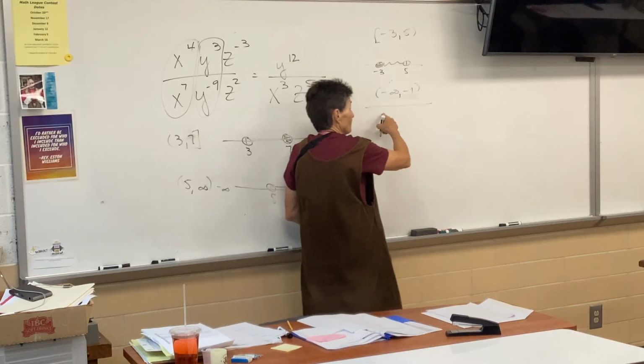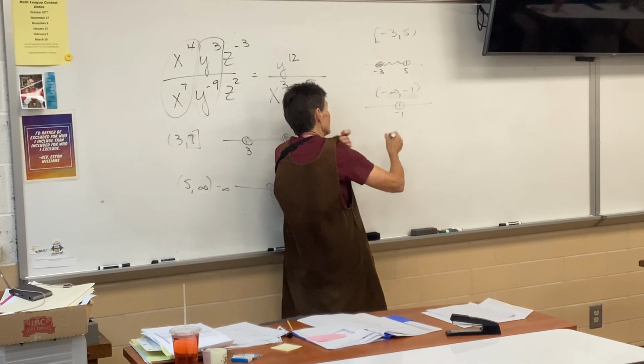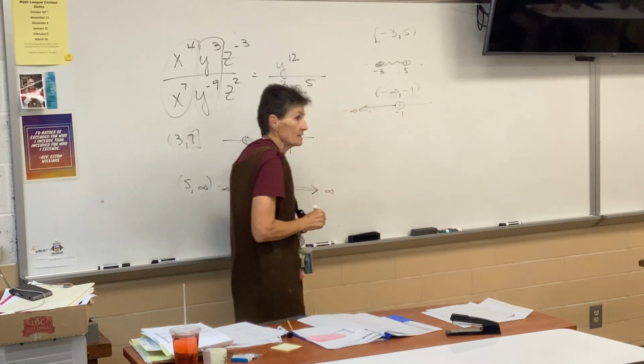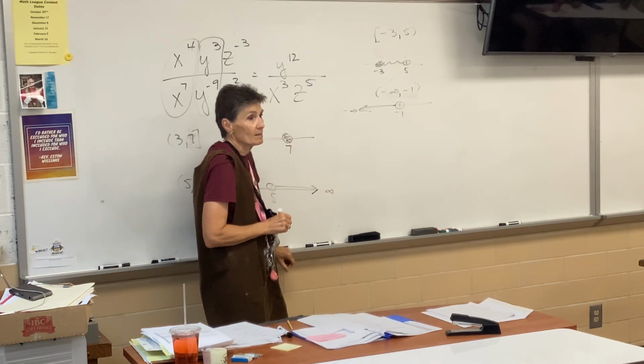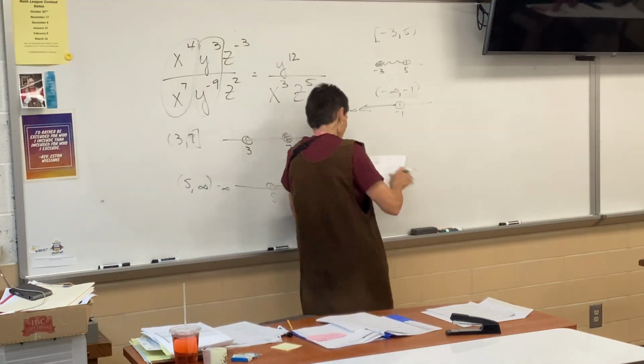How about this one? Open on -1, everything below. Everything to the left, right, because this is where negative infinity is out here, right? So we're shading in that direction. All right, and then another exponent.